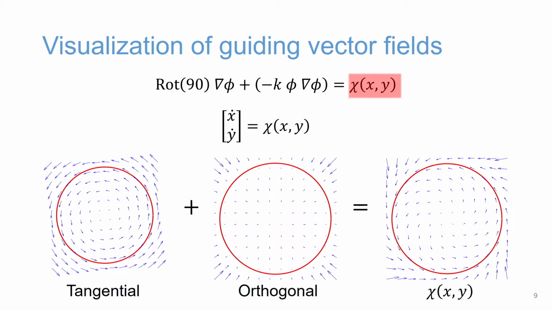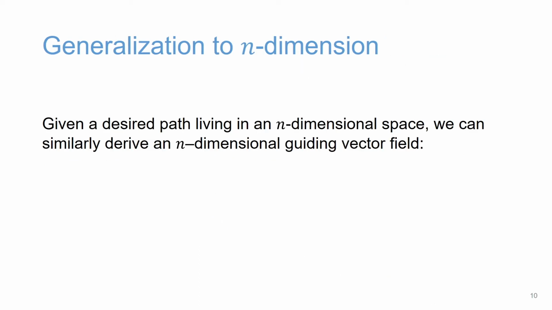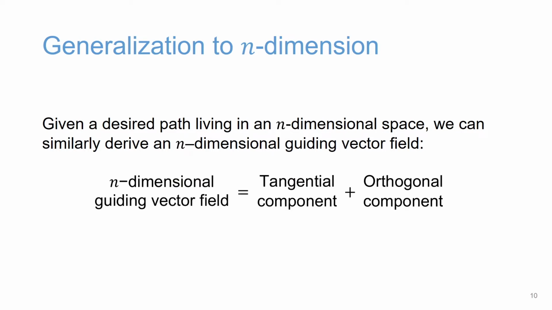Then the robot's motion following the guiding vector field is the solution to this ordinary differential equation given an initial position. A trajectory is animated here. Given a desired path living in an n-dimensional space, we can similarly derive an n-dimensional guiding vector field with the same structure. That is, it consists of a tangential component and an orthogonal component, but we do not go into the details here. Next, we introduce singularity points.